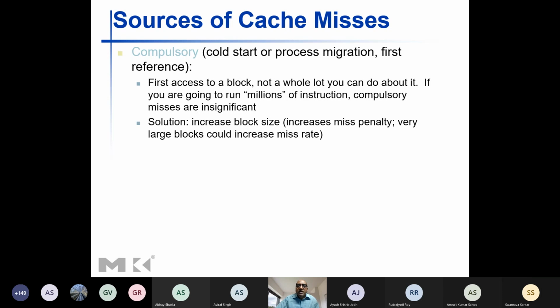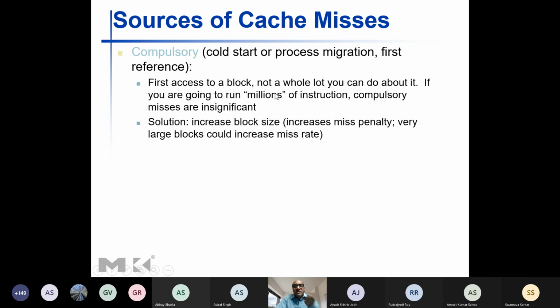So whenever you need a particular instruction or data which is not present in the block, you will experience a miss. These are known as compulsory misses because there is no other way, nothing can be done in this case. The one way to reduce these misses, as I mentioned, is increasing the block size.